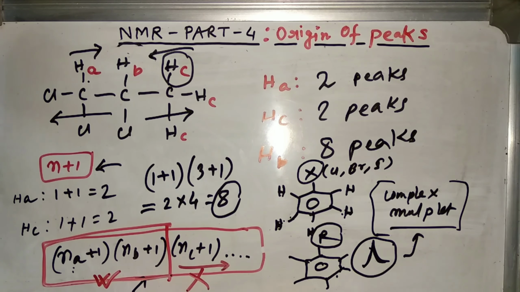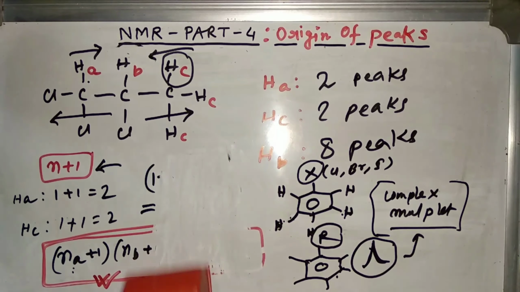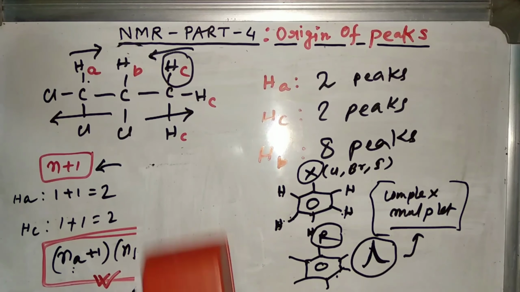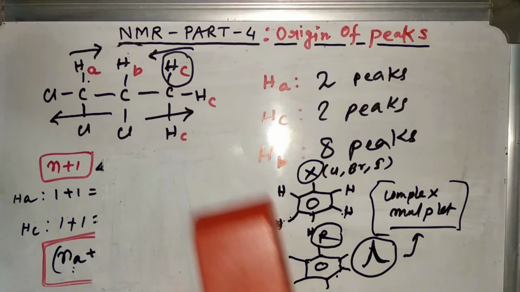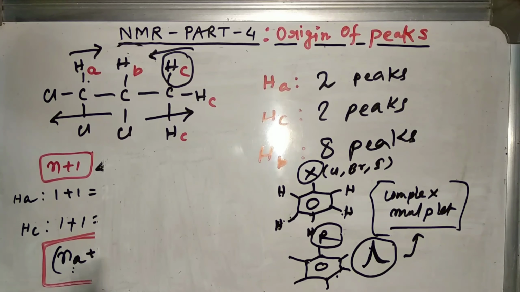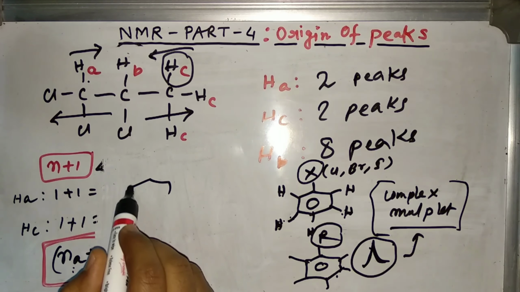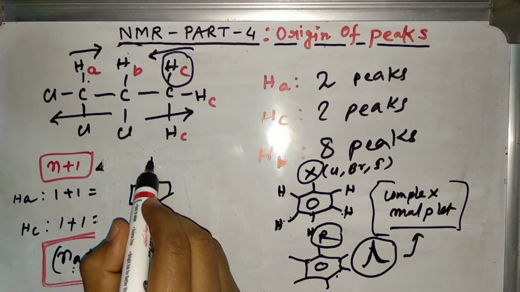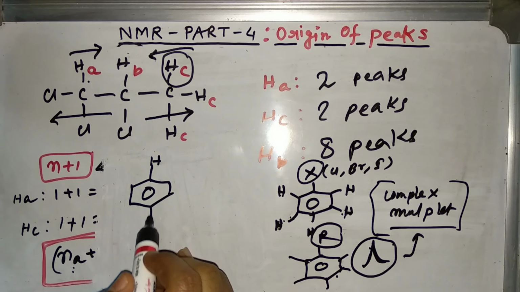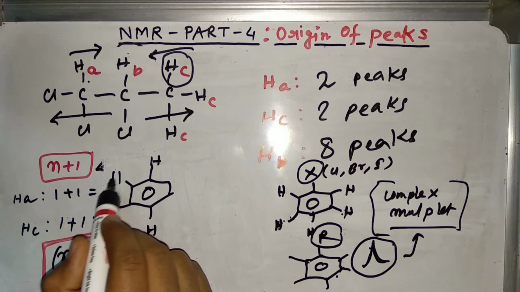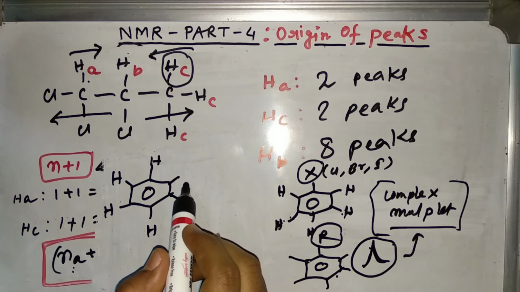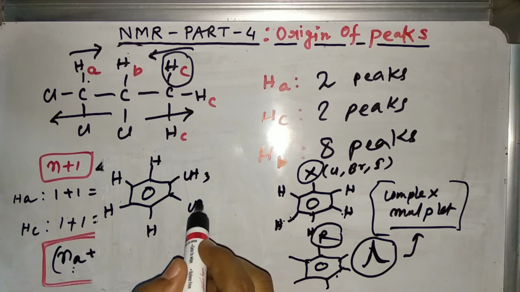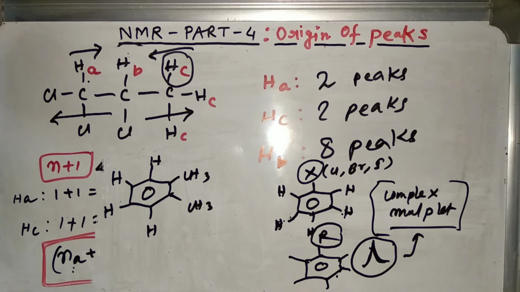Another thing is that suppose you are considering a structure like this. First let me clear some parts of the board. So, a system like that. This is H, this is H, this is H, and finally here methyl, here methyl. So here also you can imagine that you will find a complex multiplet.